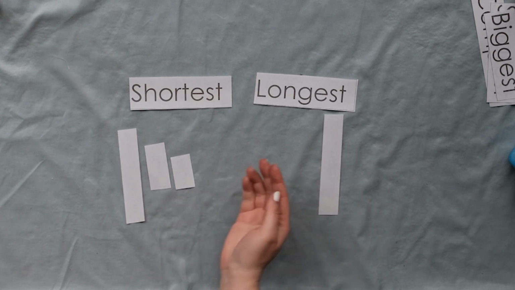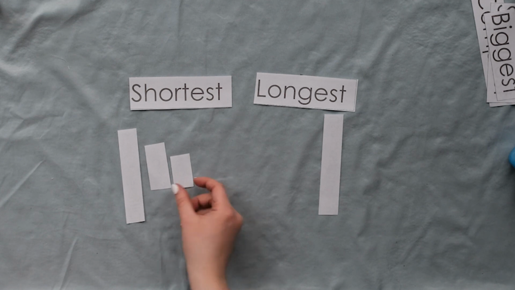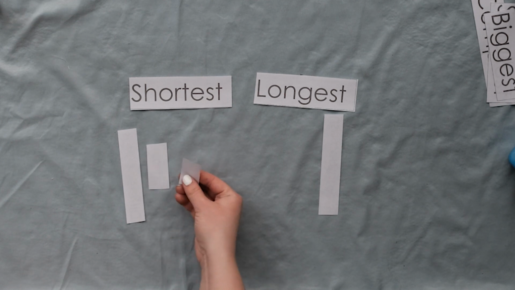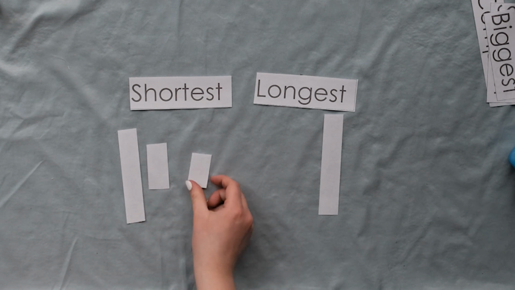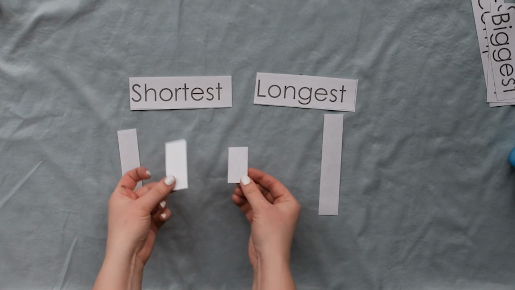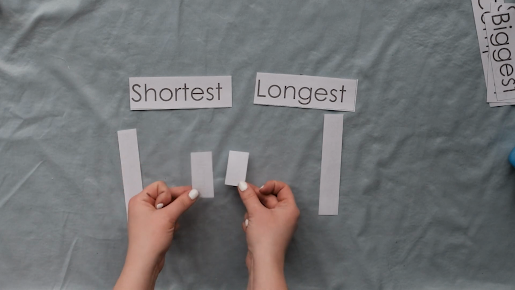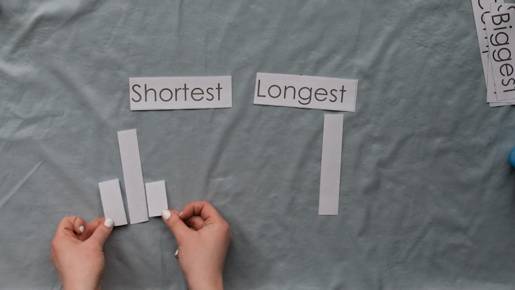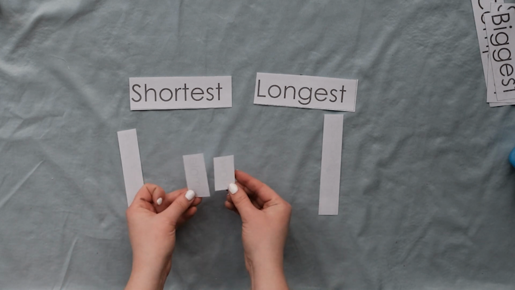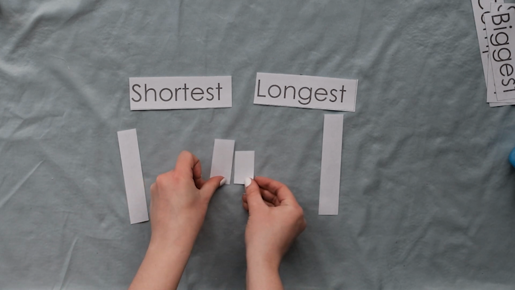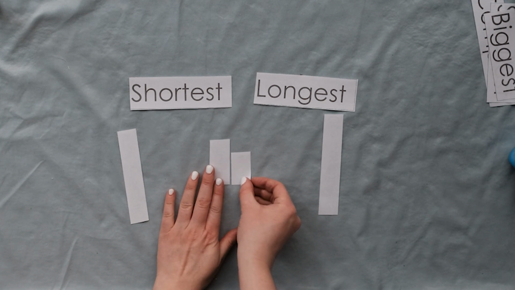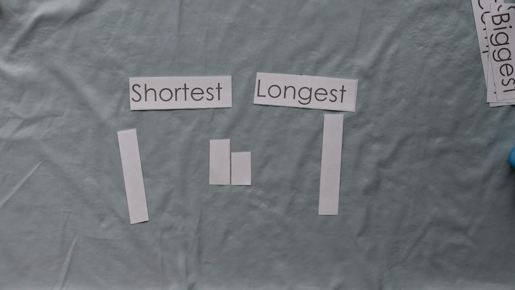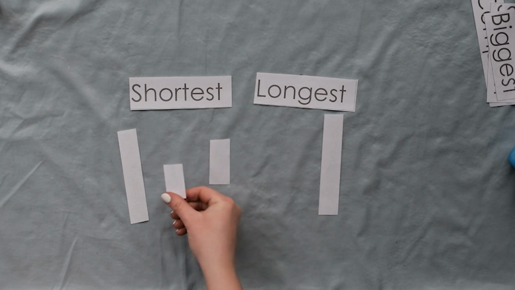Now, to figure out which one is the shortest, then I would have to compare the other ones. So this one and this one, I don't know which one's shorter. I know these ones are shorter than that one, but which one's the shortest? So I will put them beside each other and line them up. Okay, so this one is longer than that one. So this one is the shortest.